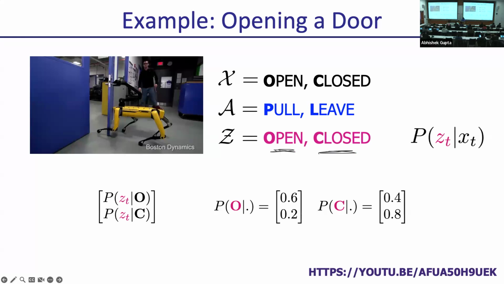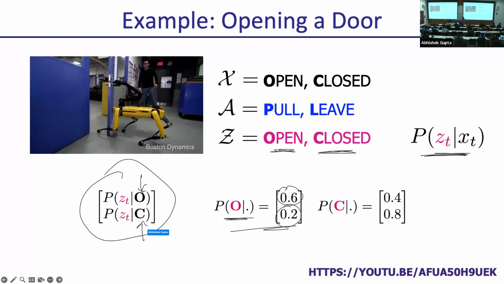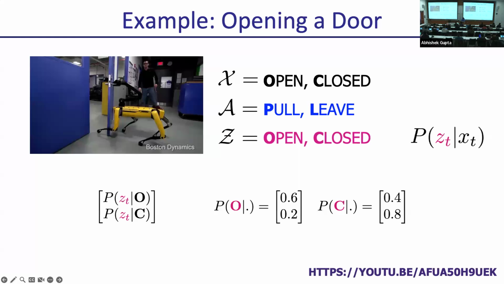And so this is going to be your P of ZT given XT. It's going to say that if your door was open, it's going to return open with 0.6 likelihood. And if your door was closed, it's going to return open with 0.2 likelihood. So what these matrices are showing is P of ZT given that the door is actually open versus ZT given that the door is actually closed. The sensors are clearly noisy, because if the sensors were not noisy, this would be 1, 0, 0, 1.